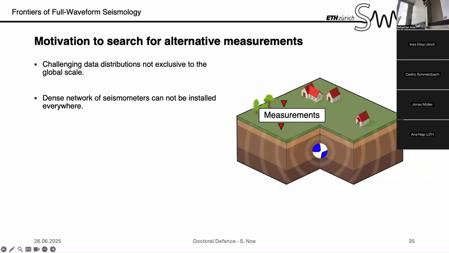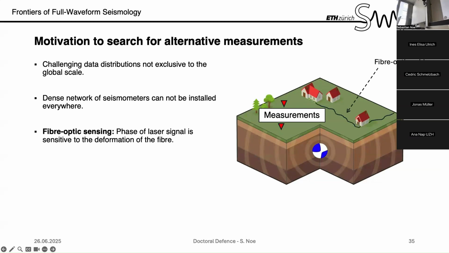But overall, this problem that we have a very difficult data distribution is not exclusive to only the global scale. So seismologists have been trying to find other sources of seismic data. So for example, you might not be able to put down a dense seismometer network within a city or just on a volcano. It might be difficult. So over the past decade, what popped up is fiber optic sensing, where you can use a fiber optic cable and the laser signal that travels through it. And because the length of the cable changes with the deformations that come in from the seismic wave field, you actually do have a seismic measurement.